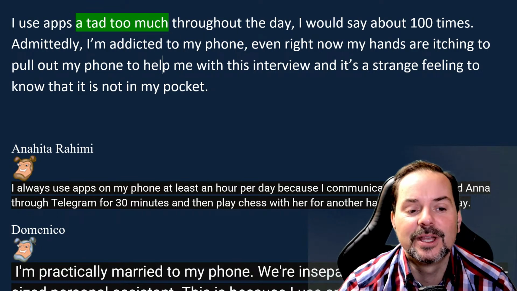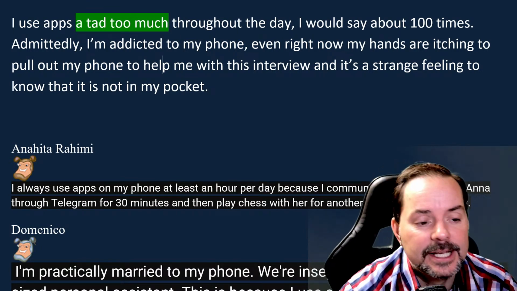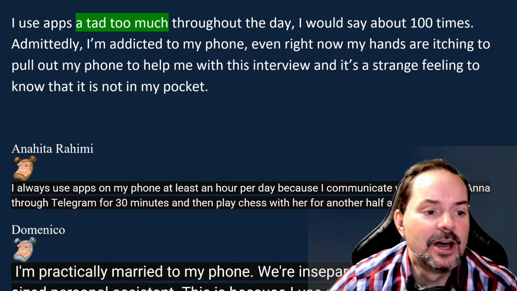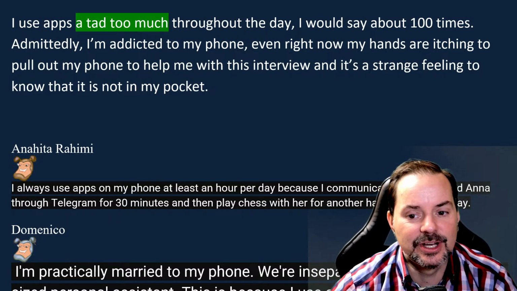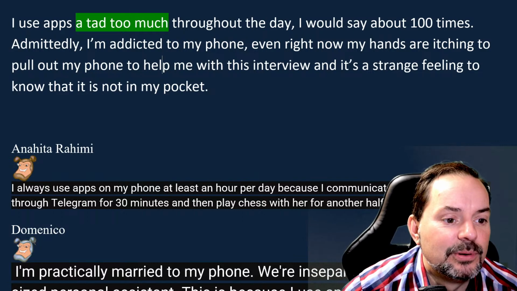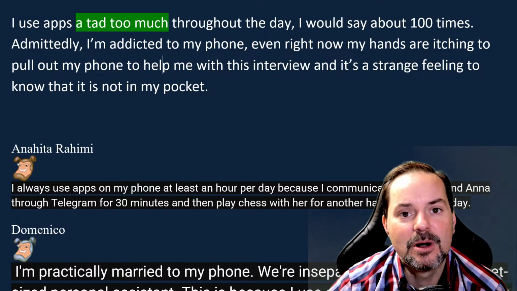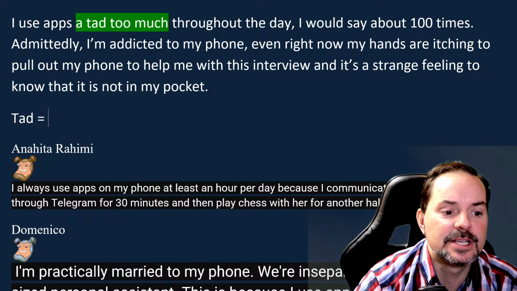There you go. In practice, always when you're learning new vocabulary, put it into context. I use apps a tad too much throughout the day. I would say about 100 times. Admittedly, I'm addicted to my phone. Even right now, my hands are itching to pull out my phone to help me with this interview, and it's a strange feeling to know that it's not in my pocket. Okay, tad means a little bit.